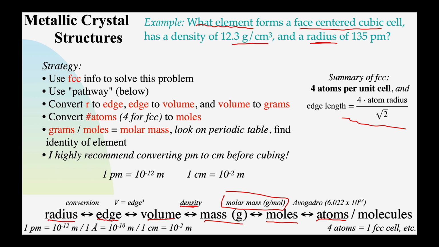1 picometer is 10 to the minus 12 meters, and a centimeter, if you remember from Chem 221, is 10 to the minus 2 meters, or 100 centimeters per meter. Either way is fine. But again, before you do that edge to volume thing, turn the picometers into centimeters, or if you have angstroms, turn those into centimeters, because the next part, having a centimeters cubed and a density in grams per centimeter cubed, is going to make your life a lot easier.